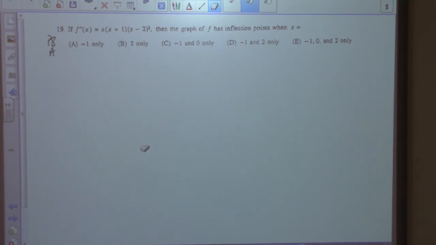Okay, next one. If f double prime equals x times x plus 1 times quantity x minus 2 squared, then the graph of f has inflection points when x equals. And if you pay attention to multiplicities, this is a 10-second question.